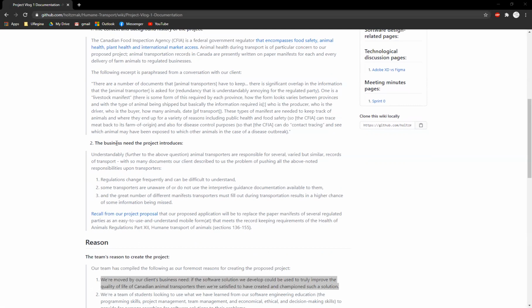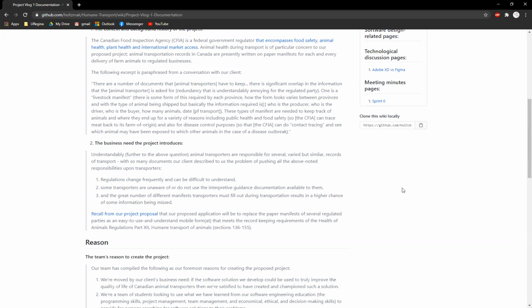Also talk about our business need. Yeah. So the business need for this is we have to follow a lot of rules and regulations. CFIA basically has to follow the Health of Animals Regulations, HAR, and they change with time. So if they change, they have to provide some source to transporters which they can use to understand. So we'll create this app which will provide all this information to transporters, not just transporters, but also other industry partners. And yeah, they will be able to fill out the information.